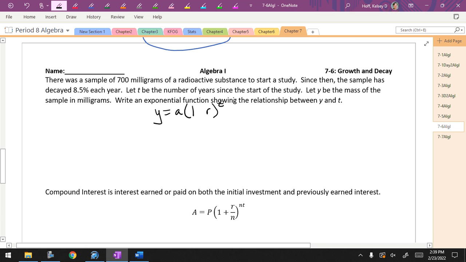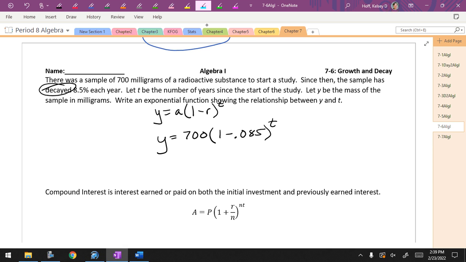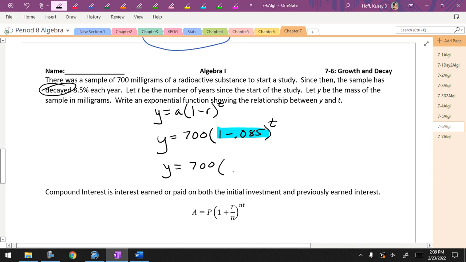Minus R plus R. Minus, because of the word decayed. What's my initial value? 700. 1 minus 0.085 raised to the power of T. Don't leave this. Actually make this calculation. Y equals 700 times 0.915 to the power of T. Yes?